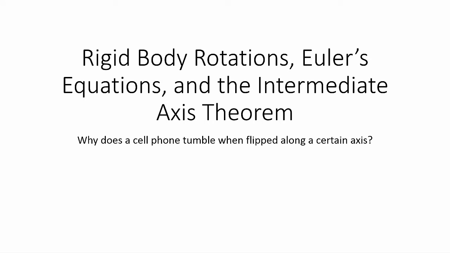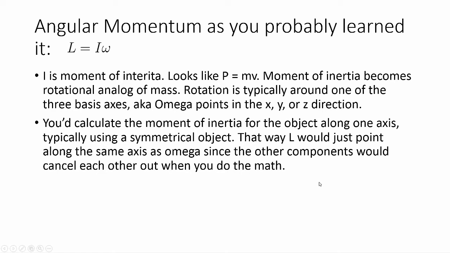To understand why this happens, we have to first review a few things about angular momentum and what we know about it. And then we'll look at what are called Euler's equations and solve for those equations in order to understand the tumbling effect. In introductory physics, when you learned about rotating objects, you probably looked at symmetrical objects and described their angular momentum as just I omega, where I is the moment of inertia, which is just telling you how the mass is distributed about the object and can be determined from an integral.